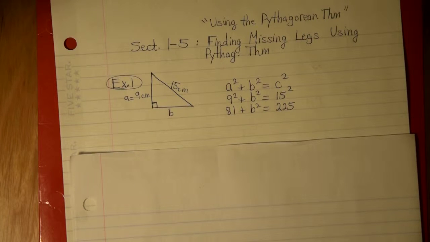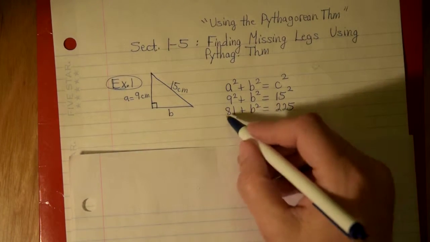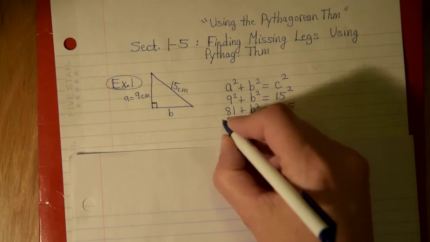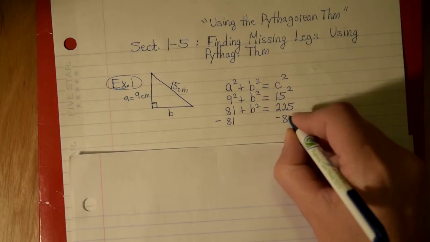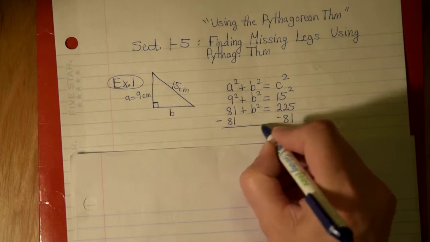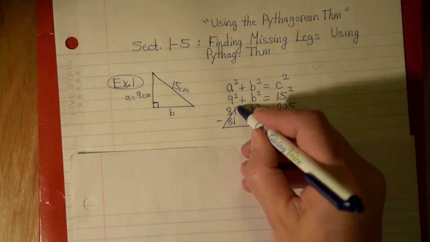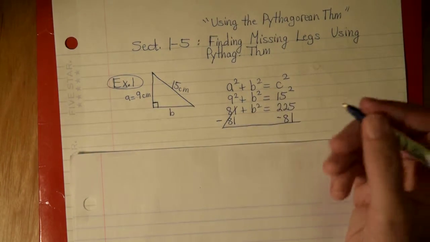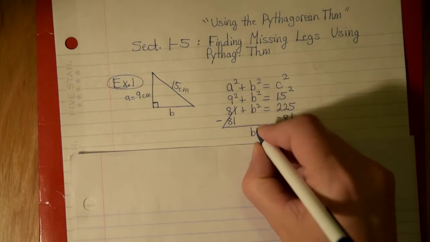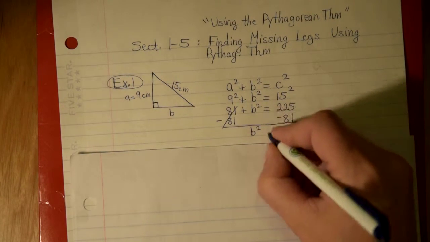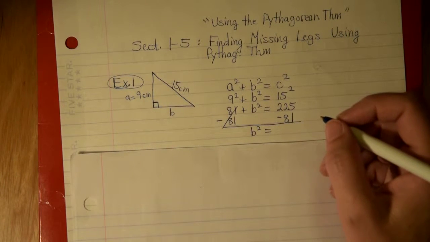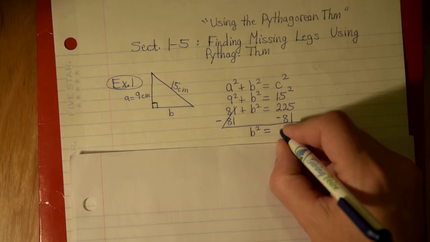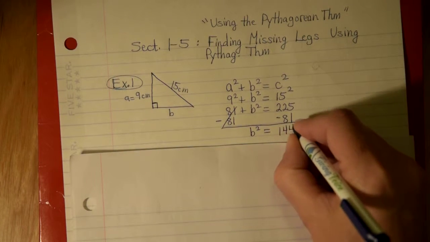Now, in order to get B alone, I need to get rid of the 81. So I'm adding a negative 81 to both sides. And the point of that is to cancel out this 81. Then I'm left with the B squared. Bring your equal sign down. And 225 minus 81 is 144.